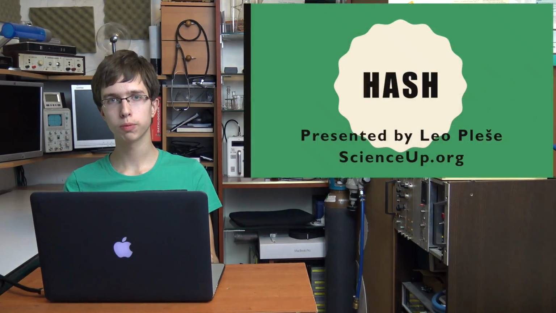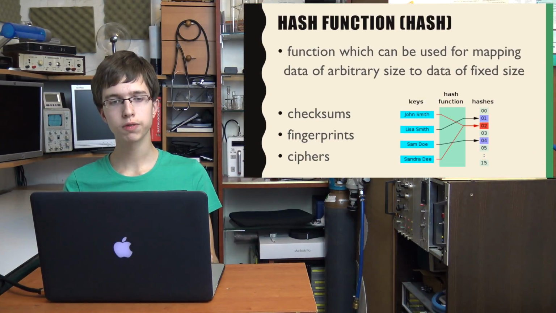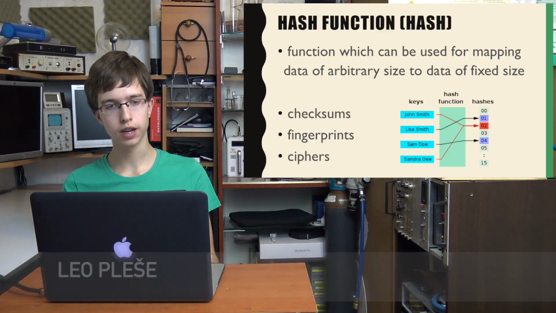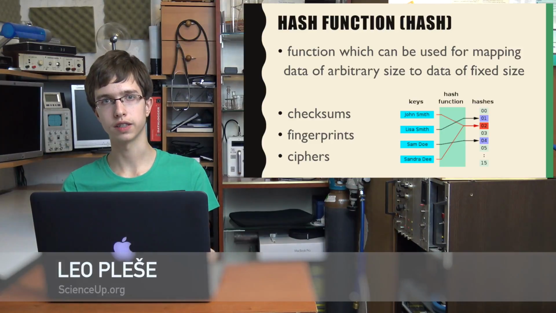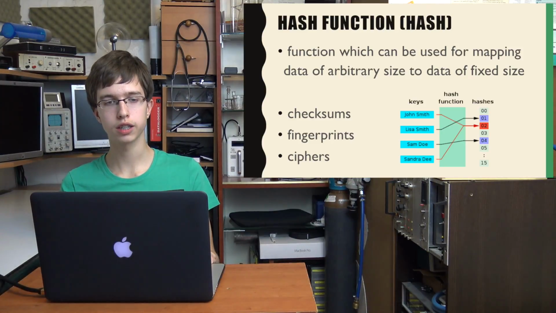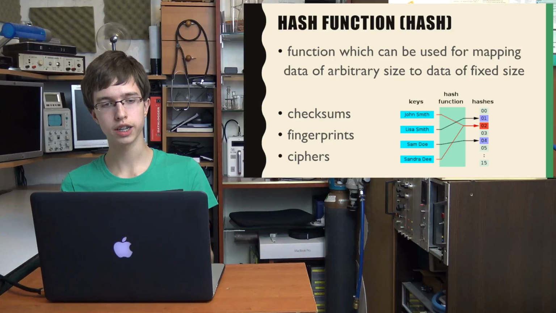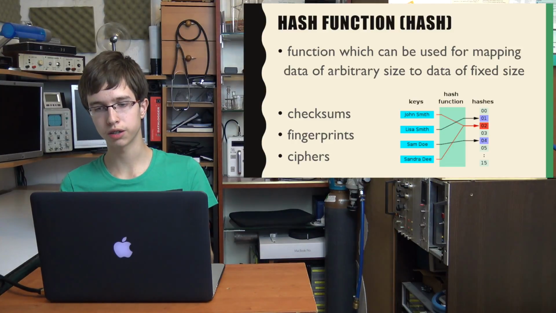Today we're going to talk about hash function. Hash function, or simply hash, is a function which can be used for mapping data of arbitrary size to data of fixed size. Here are some things which are related to hash function, such as checksums, fingerprints, ciphers, error correcting codes, check digits, and so on.